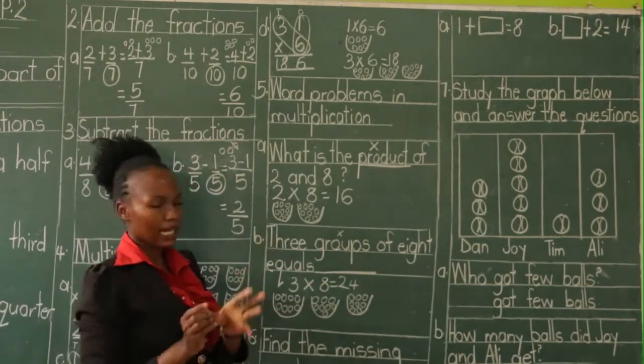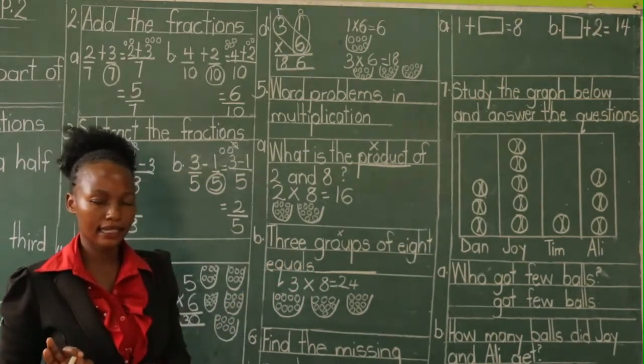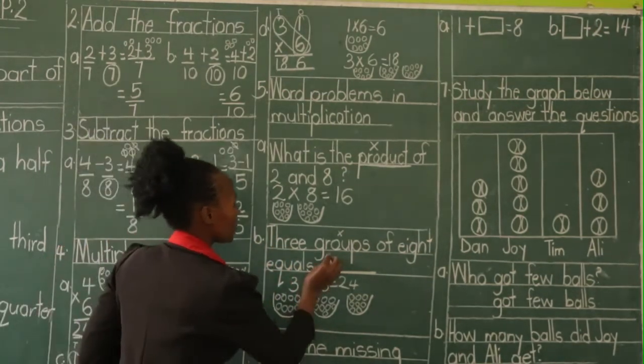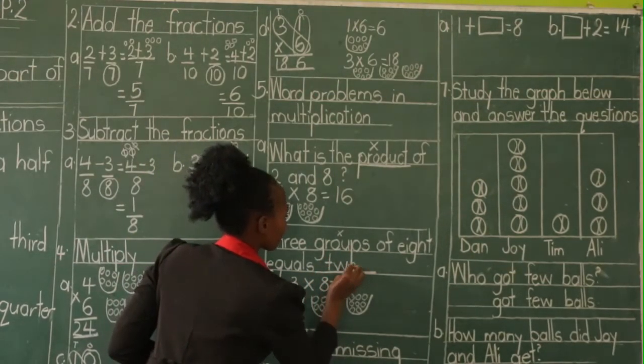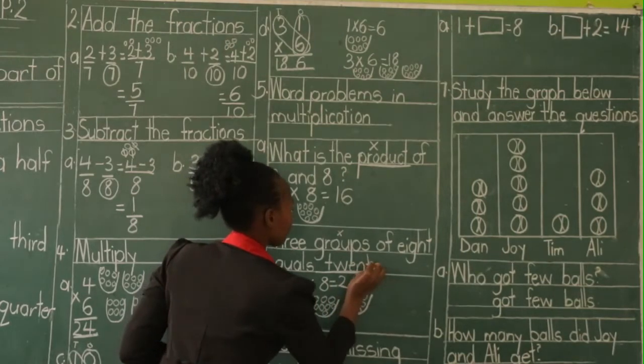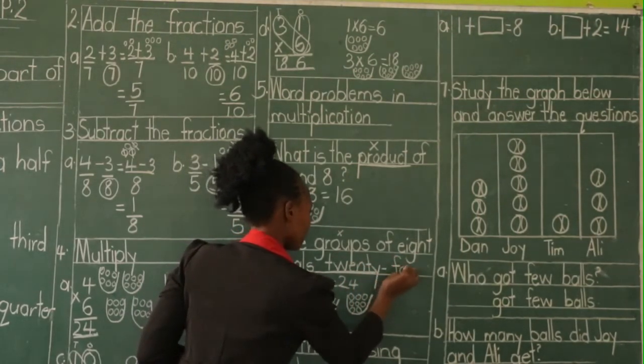But to make our work look beautiful, here they use the words. Let's also write in words. Let's write the word 24, 20, and then 4, 24.